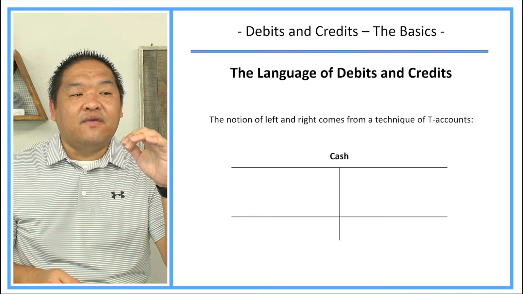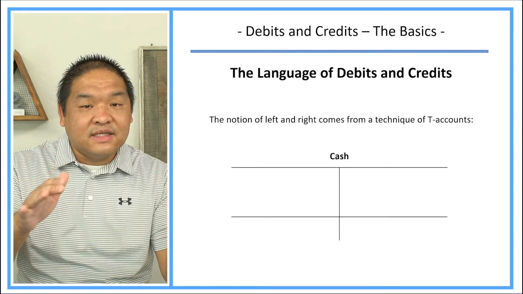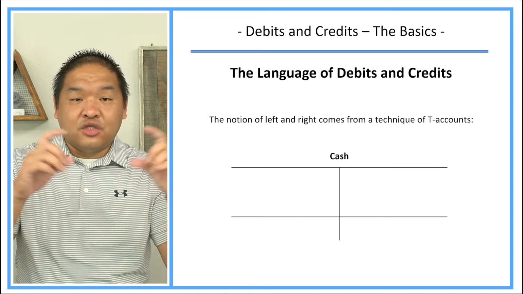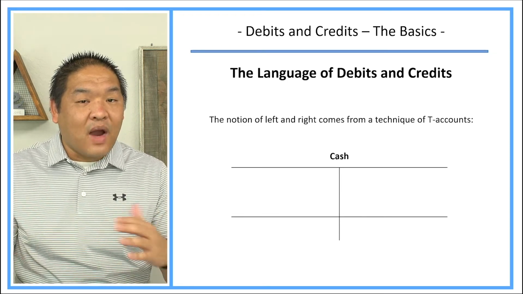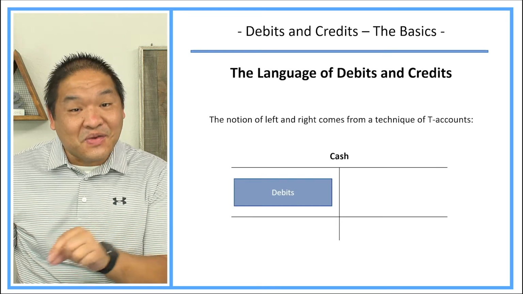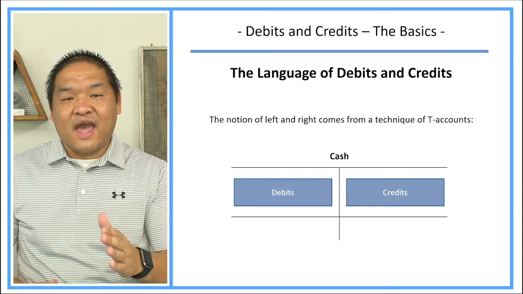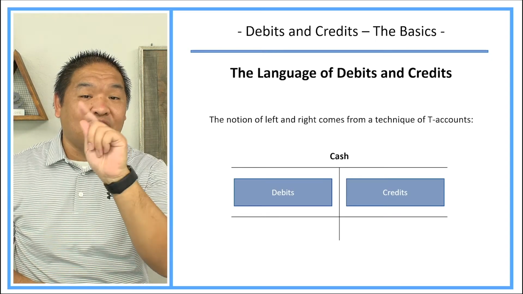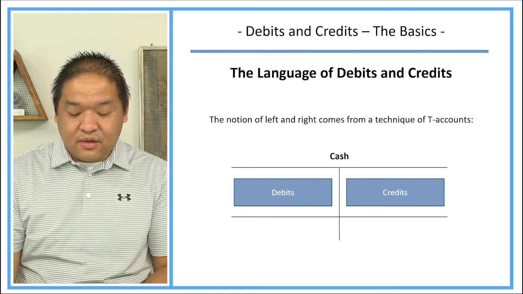So if we quote unquote debited cash, we would then reflect that debit here on this T. If we credited cash on the journal entry, we would credit the T here. So that's kind of where this left-right language is, because in these T's, the left side of the T would be the debit, the right side would be credit. That's where the debits and credits come from. So if I gave you the cash T and I said, I want you to debit that T $500, you're going to put the $500 on the left side of the T. That's all it means.